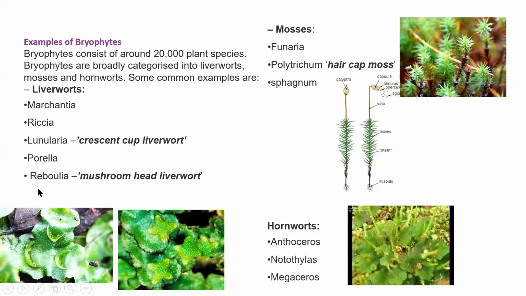Another common liverwort example is Reboulia, which is otherwise known as mushroom head liverwort. Most probably the thalloid structure resembles a mushroom head, so they would have given the common name mushroom head liverwort. They are very simple bryophytes having a thalloid kind of plant vegetative structure.